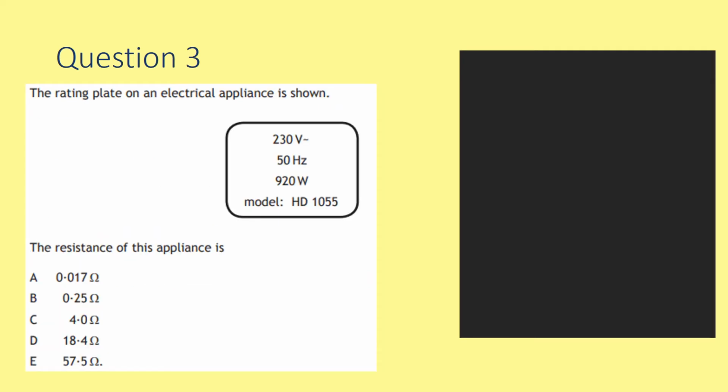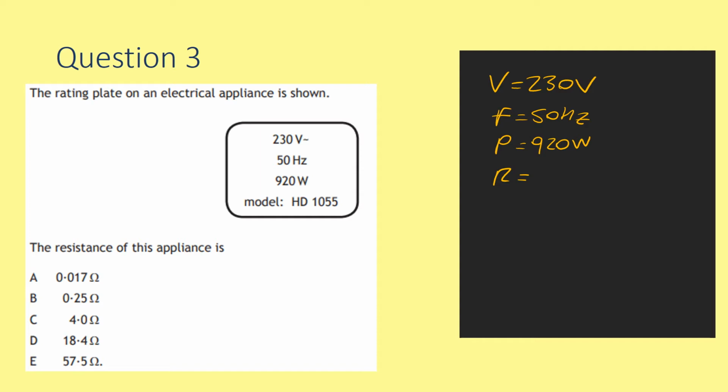The ratings plate on an electrical appliance is shown, and we're asked to calculate the resistance of the appliance. So our first step in every calculation question is to write down what you know. The information we're given: V is equal to 230 volts. We're also told the frequency of the supply is 50 hertz, and the power of the supply is 920 watts. The value that we wish to calculate is resistance.